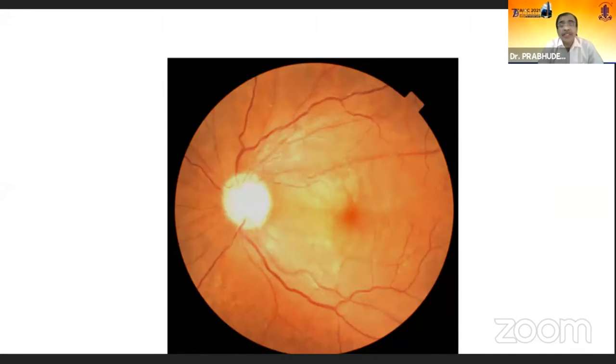So this patient, a known diabetic, presented with sudden loss of vision, and you can see clearly that there is an opacification of the macula, a cherry red spot. So no doubt, clinically this is a central retinal artery occlusion.